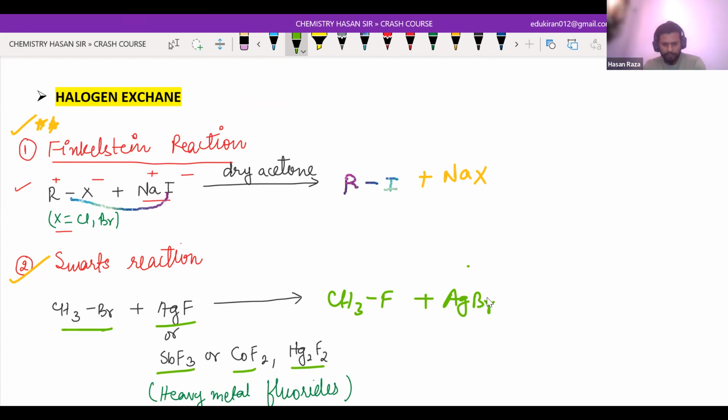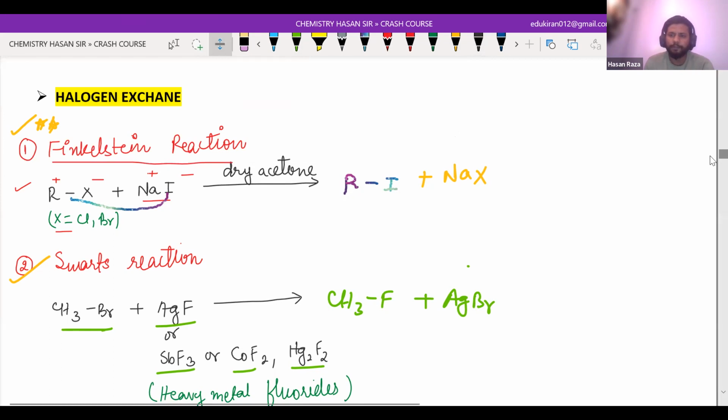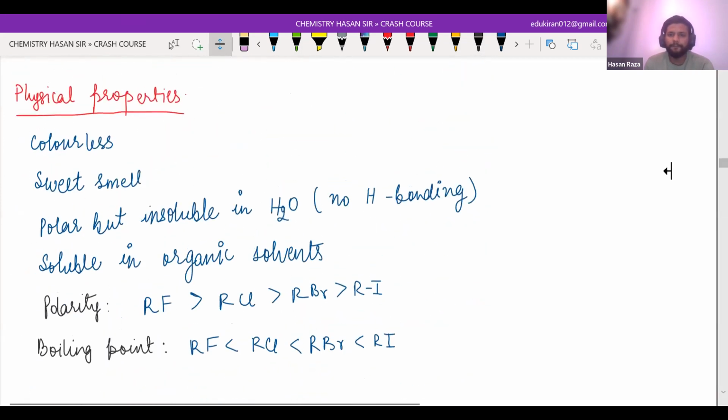Can I change the slide? Just let me know. So, Okay, everyone got the notes of GOC? Yes, sir. Okay. Now see the physical properties.